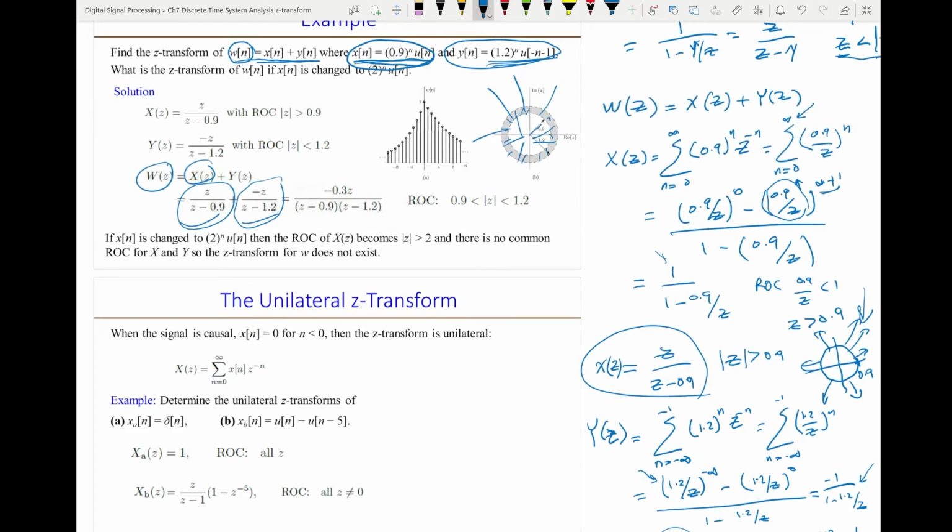I will leave it to you to try changing x of n to 2 to the power of n. For this case, the region of convergence will be larger than 2. And for y of n, we said it's less than 1.2, which is here. So there is no common region of convergence for x of n, this one, and y of n, which is this one. So then W of z doesn't exist.